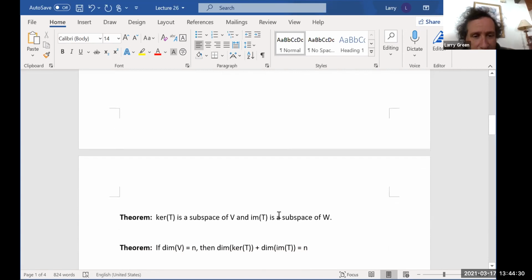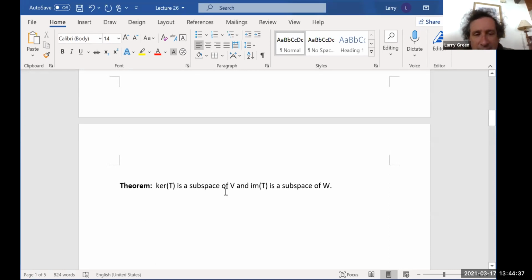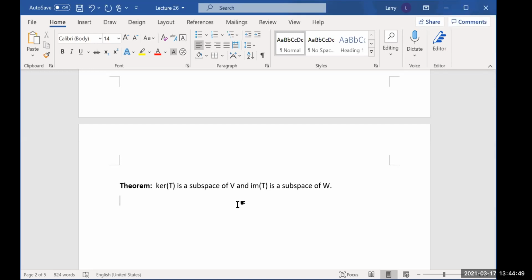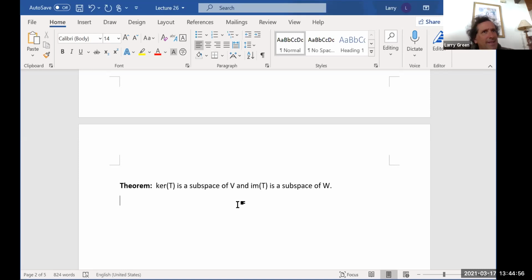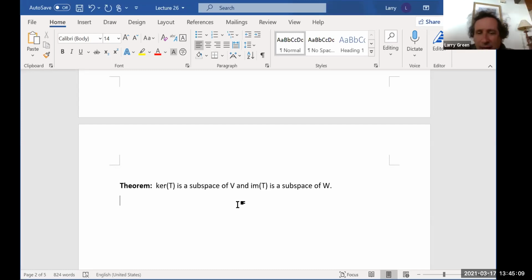Okay, let's go to a theorem. The kernel of T is a subspace of V, and the image of T is a subspace of W. How do I show the kernel of T is a subspace of V? We have to show it spans and it's linearly independent. No, span and linear independent, that's basis. We need to show it includes the 0 vector, it's closed under addition, and it's closed under scalar multiplication. Do you remember that?